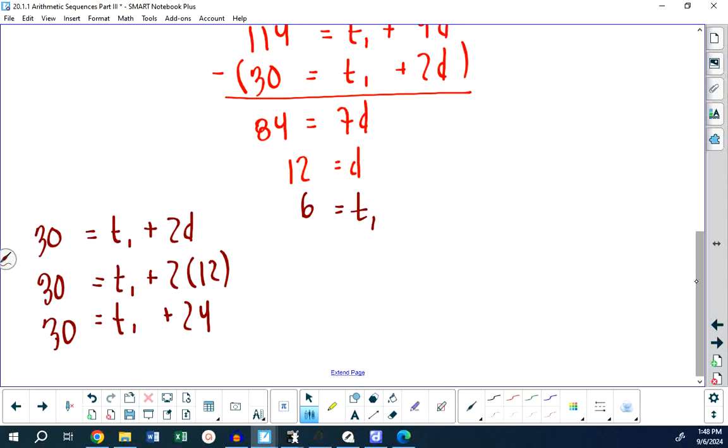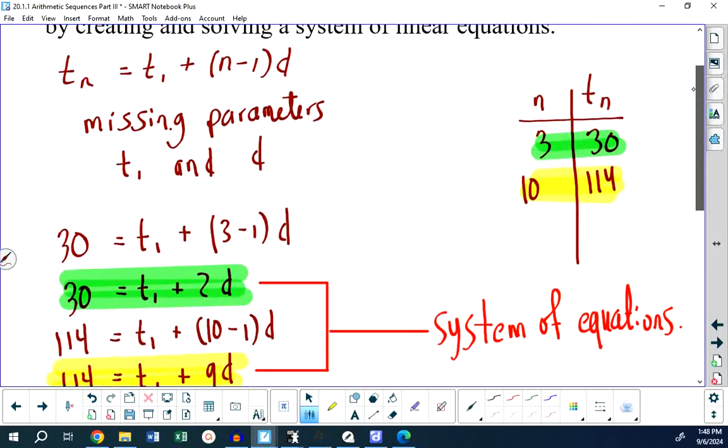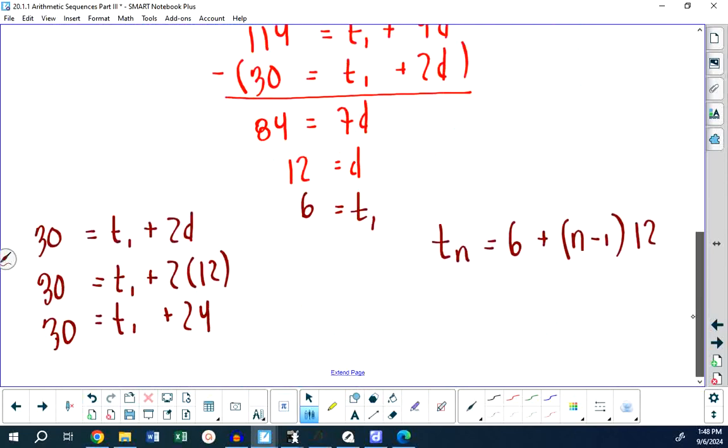You could certainly check this now, and you don't need to write this. I'm just going to write it quickly. You could certainly check it by taking your general formula, putting in 6 for T1, putting in 12 for D, and then going back to the question and seeing that it was the third term that was 30, putting 3 in for N and see if you get 30. And I think the 10th term was 114, put 10 in for N and see if you get 114. All right, next question.